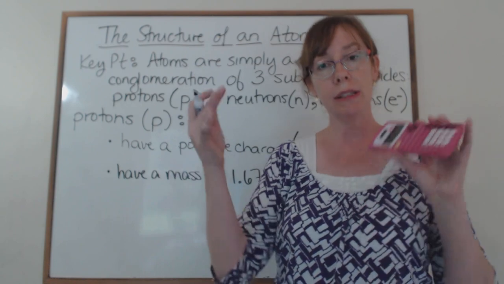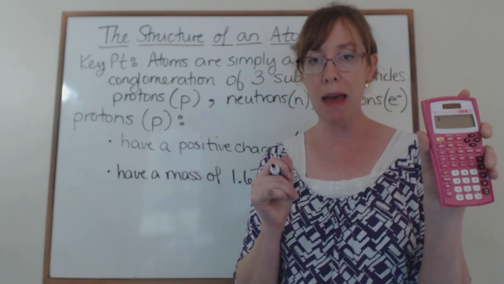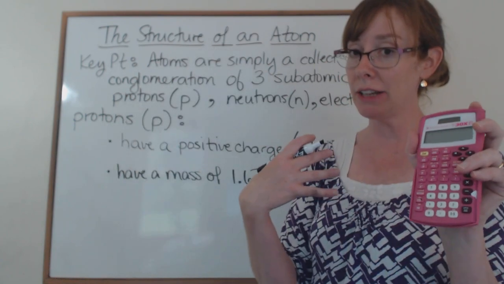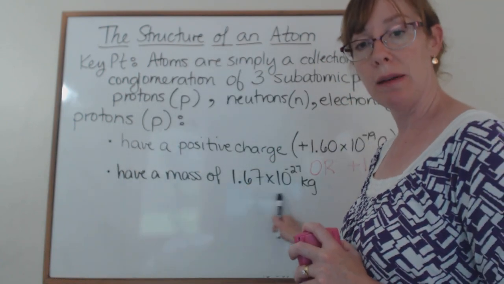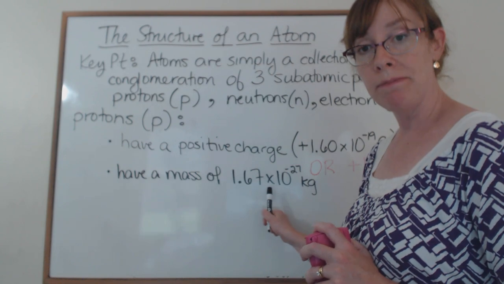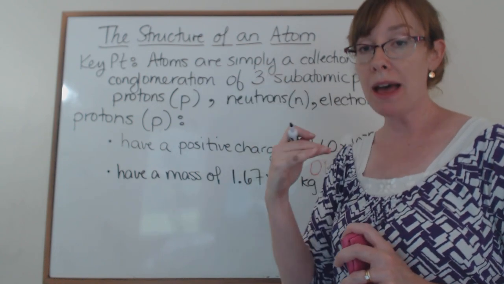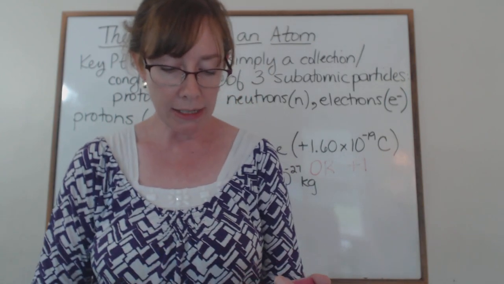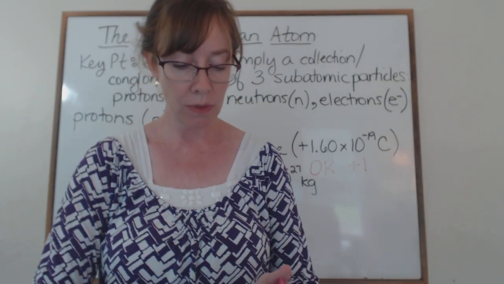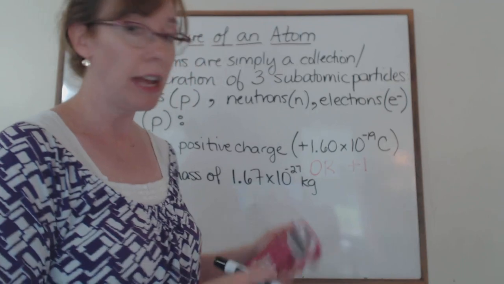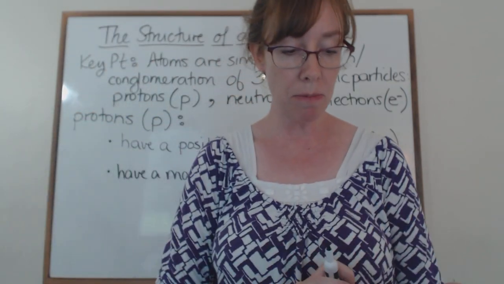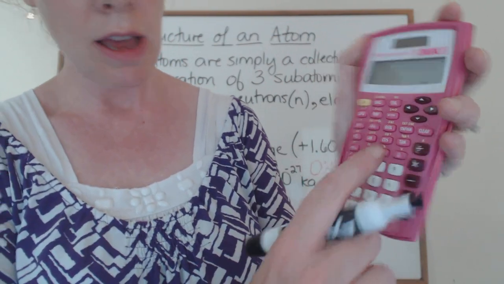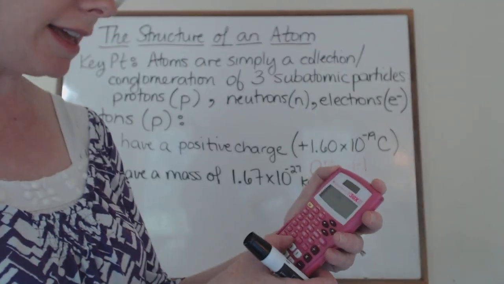What I want you to do is a little math experiment with me. Let's figure out how many times larger the proton is than the electron. What we're going to do is take this number, the bigger one, and divide it by the mass of the electron. Any time you are entering scientific notation into your calculator, it's a good idea to enclose it in parentheses. So I just use my parentheses, and I'm going to enter 1.67.